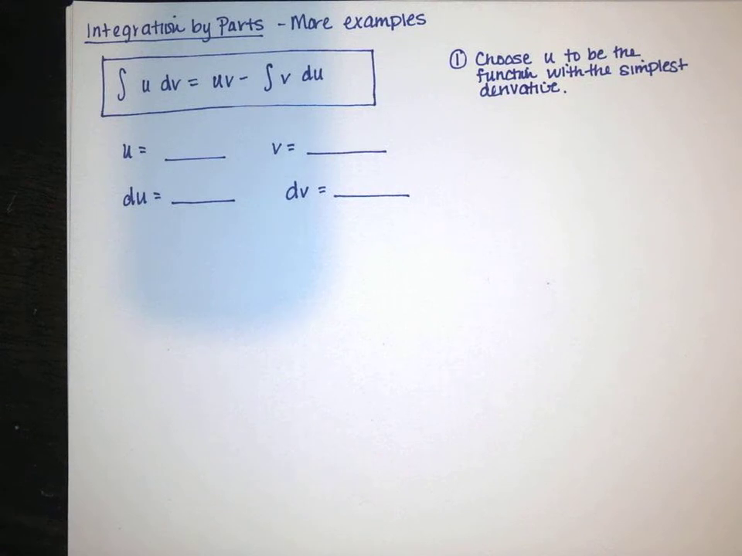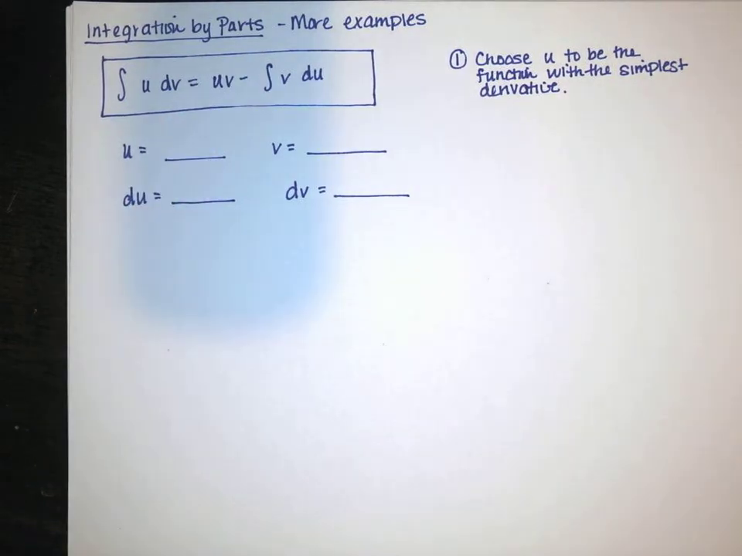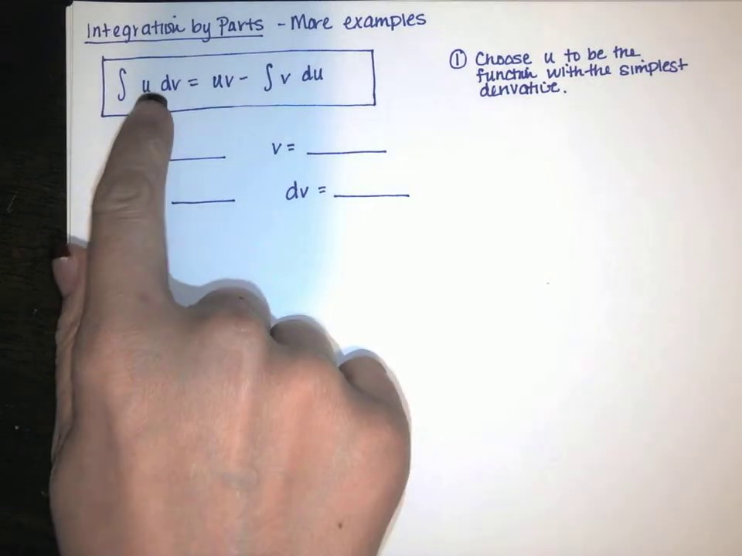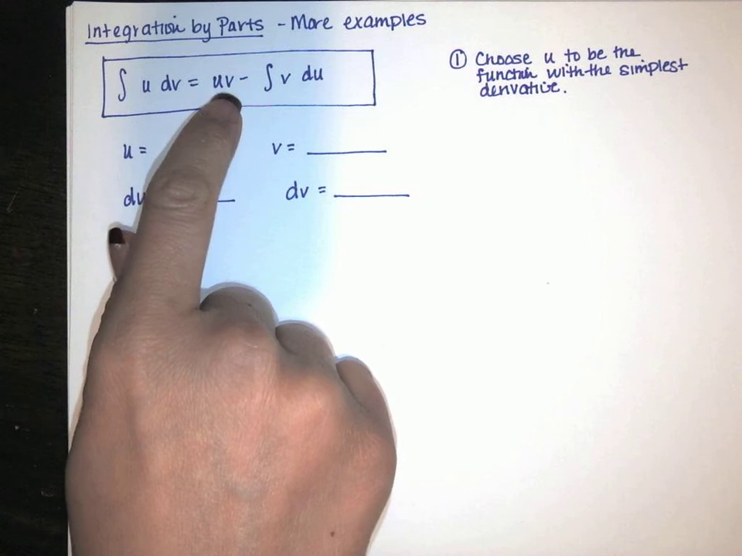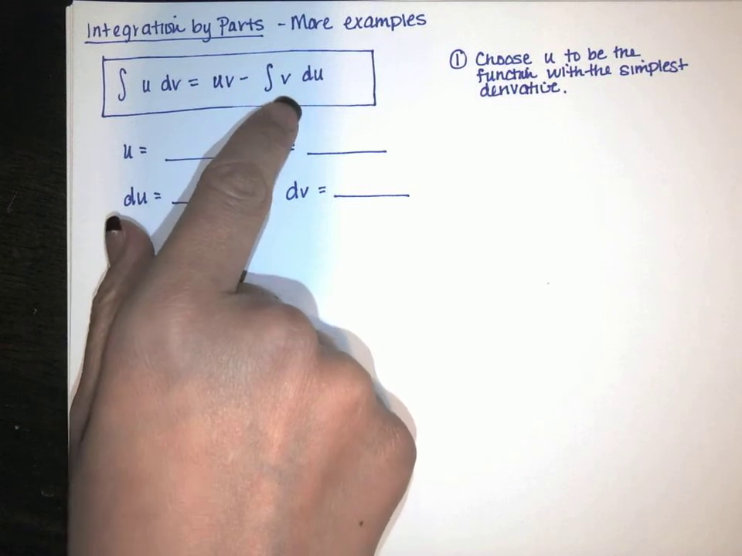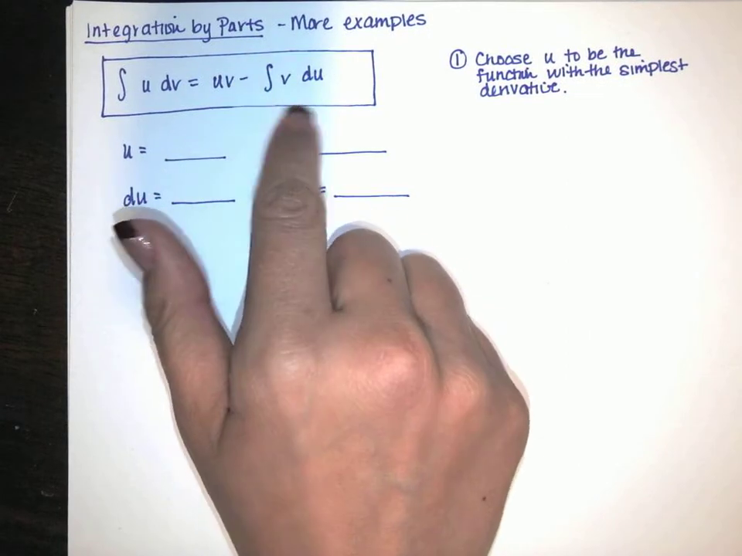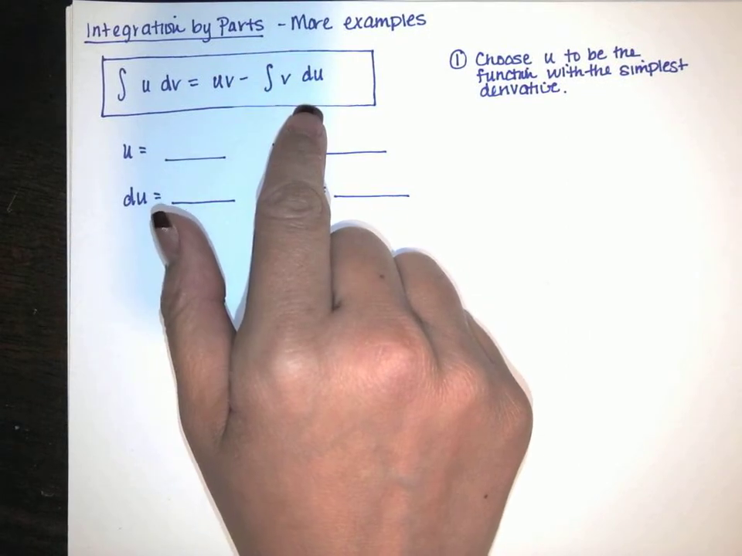This video includes more examples of integration by parts and a review of how we use the formula. So this is our formula, the integral of u dv equals u times v minus the integral of v du. Again, remember, we're just taking an integral that we have and rewriting it in a different form. And our hope is that this form will be easier to evaluate. More specifically, our hope is that that integral over there will be easier to evaluate.